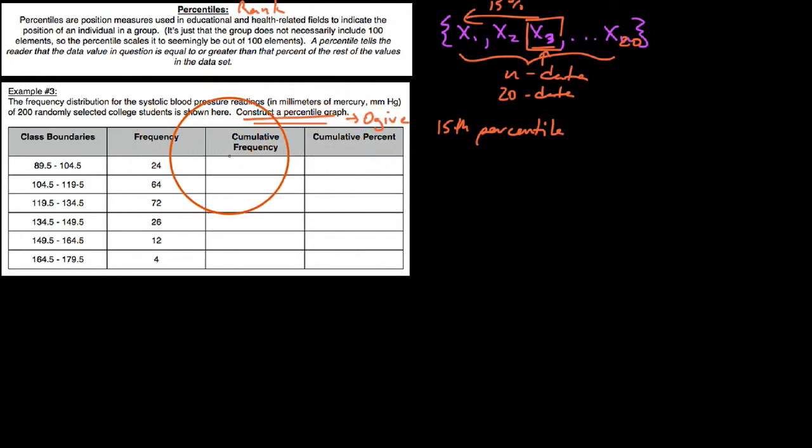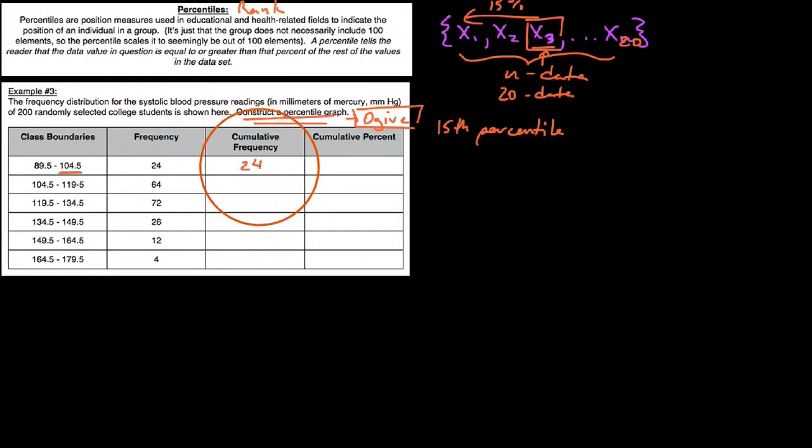So first things first, when you talk about a percentile graph, we're talking about a kind of graph like an ogive, where we take into account cumulative frequency. So recall that we have 24 people from 89.5 all the way up to 104.5 millimeters of mercury. 24 people fell within that. So we'd say, well, how many people have we counted by the time we've gotten up to 104.5 millimeters of mercury?